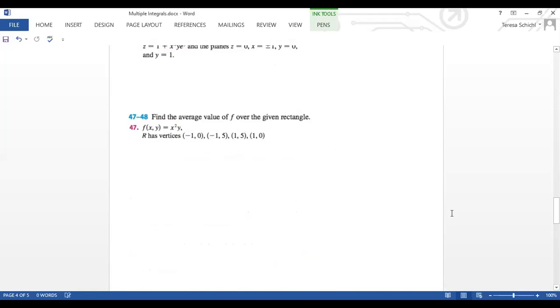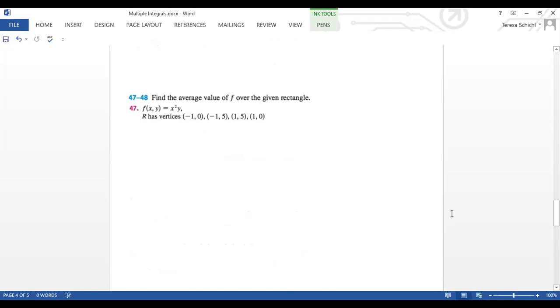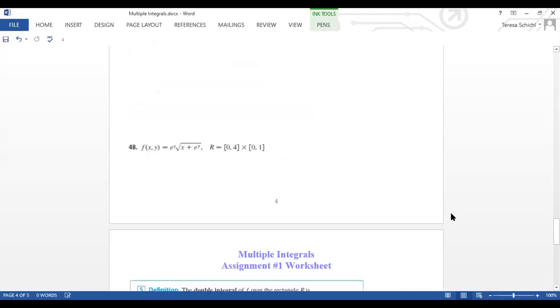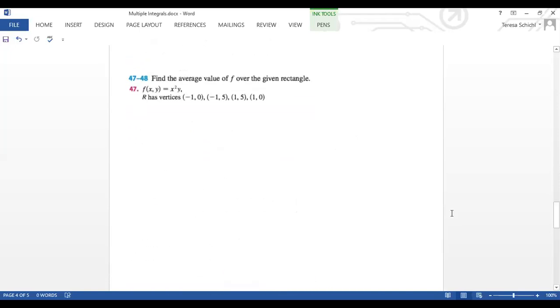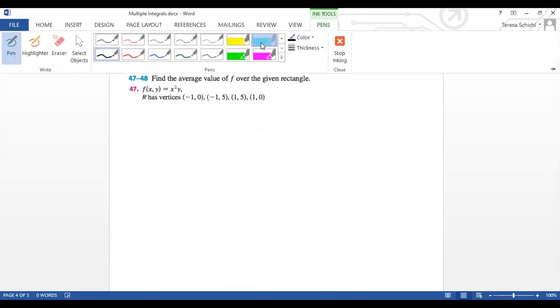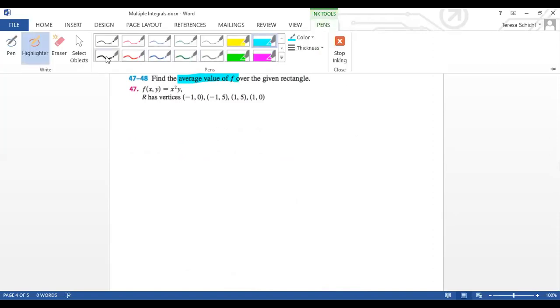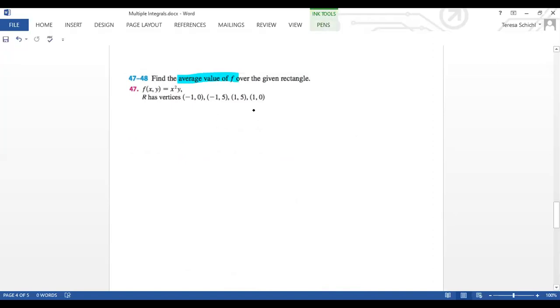Okay, now let's take a look at the last problem I'm going to do here, number 47. I want to find the average value. Remember, how do we define the average value? That means you integrate and then divide by the area, right? They said this given rectangle, with the vertices here. So basically you need to know what this rectangle looks like.